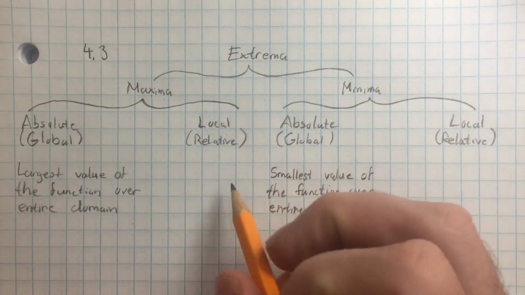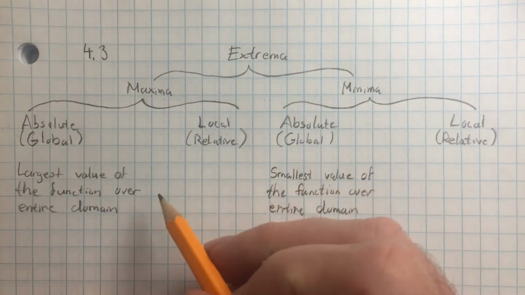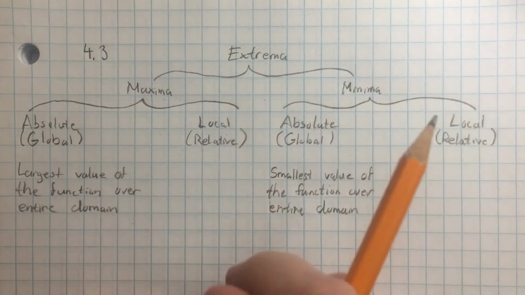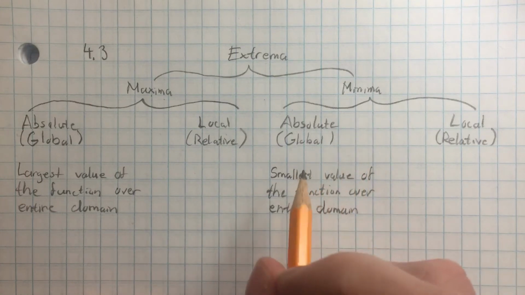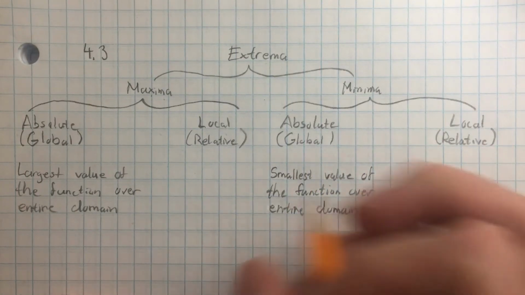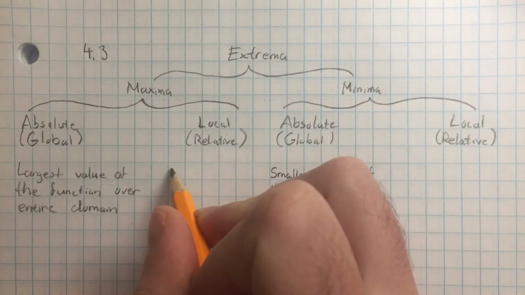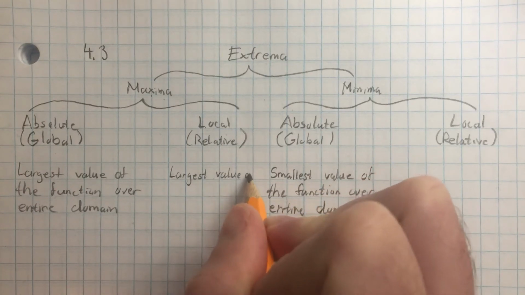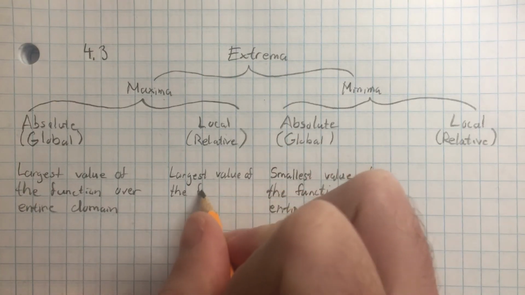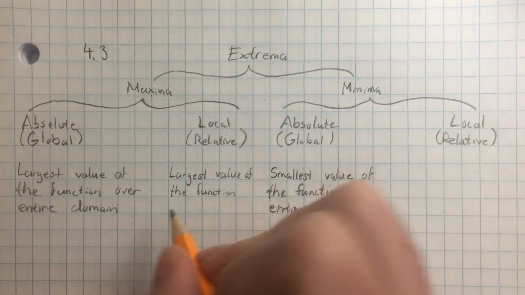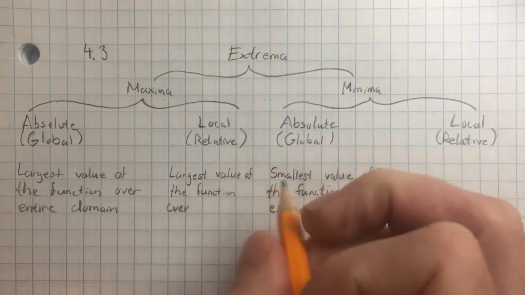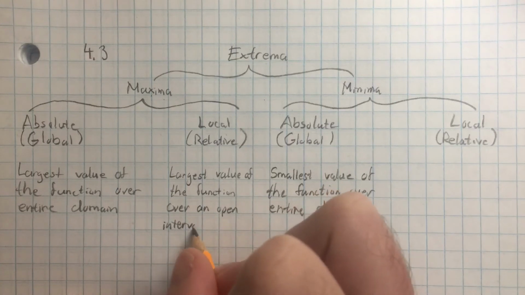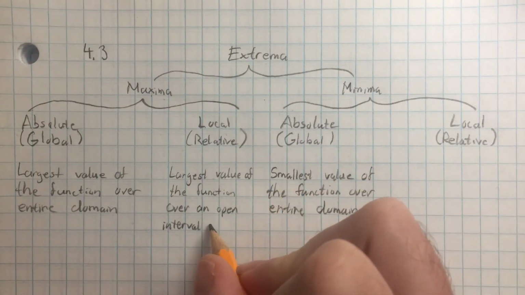Okay, so local or relative is a little more subtle. Local or relative looks at a subset of the domain, right? It's not a global picture of what's happening. It's a local or relative picture of what's happening at a certain part of the function. So a local maximum would be, again, in layman's terms, the largest value of the function over an open interval which is a subset of the domain.